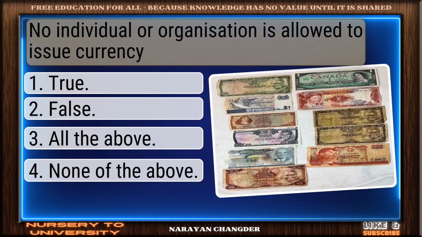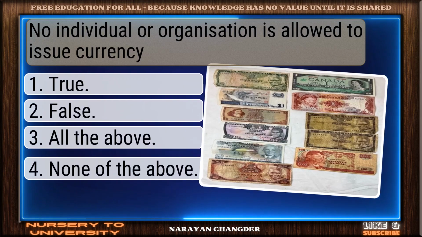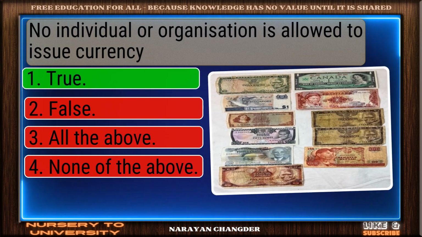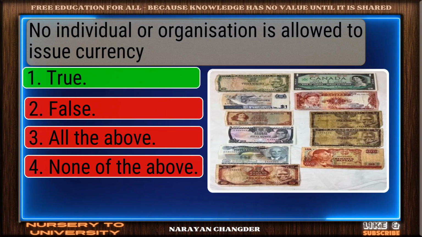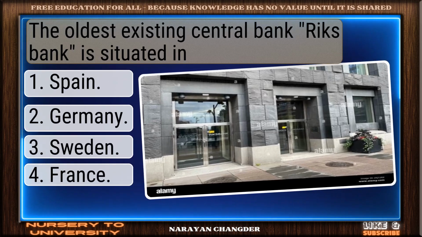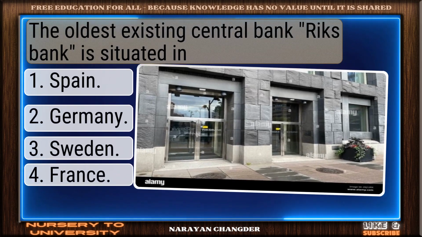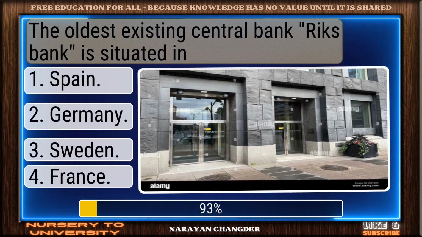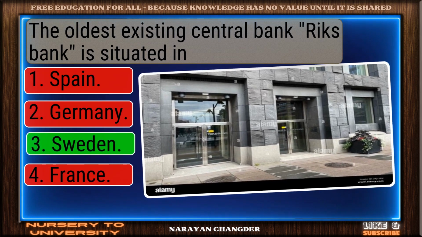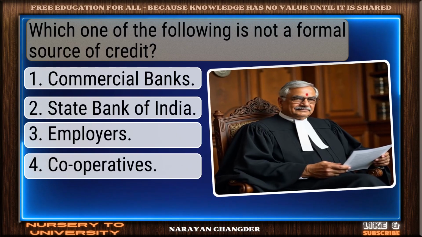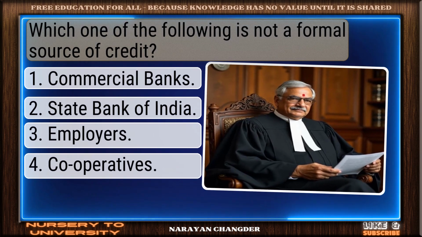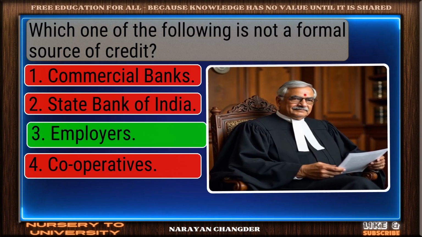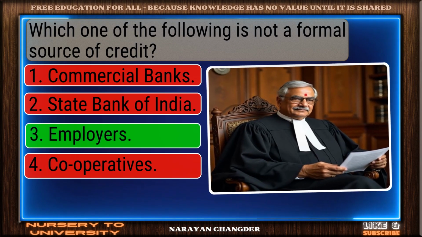No individual or organization is allowed to issue currency. Correct response. True is accurate. The oldest existing central bank, Riksbank, is situated in. Perfect. Sweden is the one. Which one of the following is not a formal source of credit? Right choice. Employers is best.